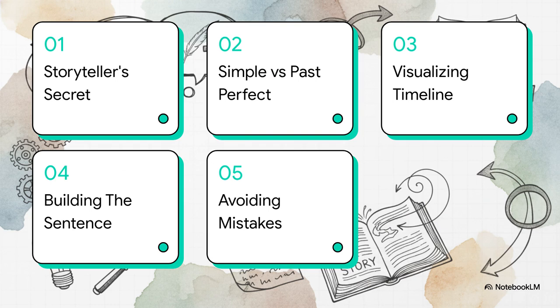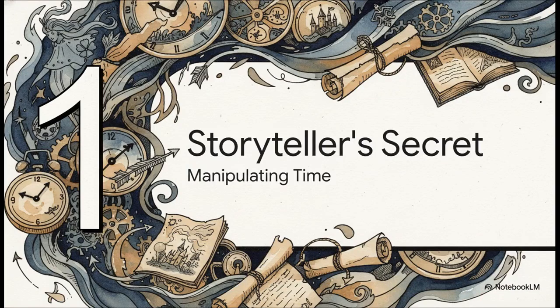So here's our roadmap for this explainer. First, we'll define the storyteller's secret. Second, we'll compare the simple past to the past perfect. Third, we'll visualize the timeline. Fourth, we'll build the perfect sentence. And fifth, we'll wrap up by avoiding some common tense mistakes. Let's jump right in. Okay, starting with section 1, the storyteller's secret.